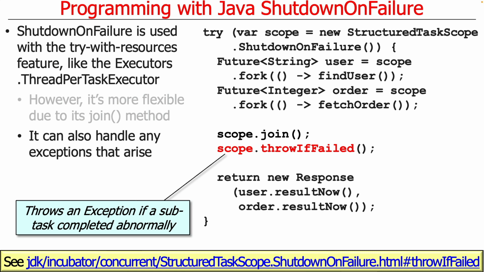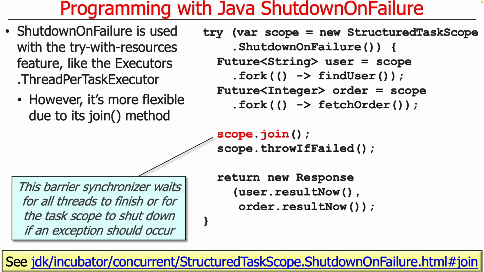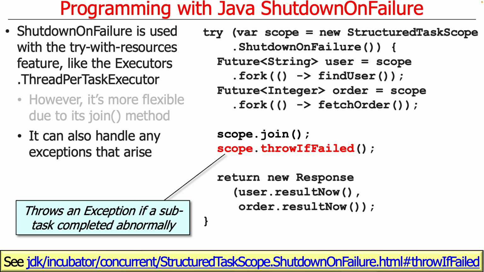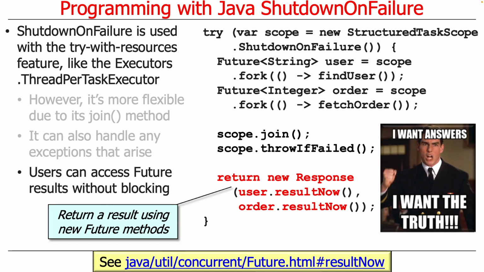So if a subtask completed abnormally, boom, we're going to throw a failed. Notice that if a subtask finished abnormally, join wouldn't wait for all the other subtasks to be done. It would just return prematurely, and we would throw the exception. And now at this point, we've joined. Let's say everything went well.